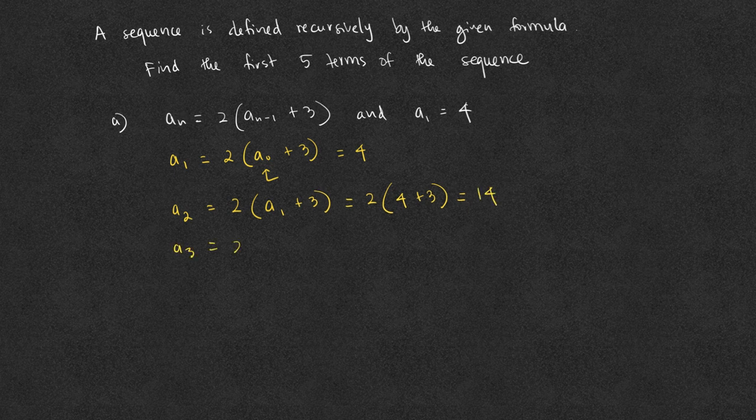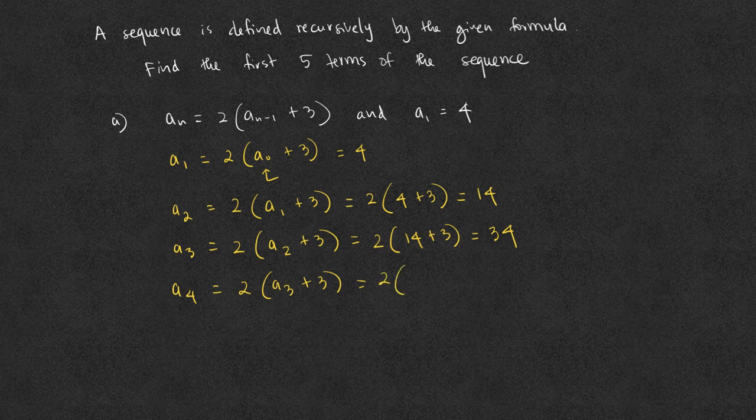A sub 3 is 2 times a sub 2, the previous term, plus 3. But we know that the previous term is 14. 14 plus 3 is 17. 17 times 2 is 34. A sub 4 is 2 times a sub 3 plus 3. Here a sub 3 is 34. 34 plus 3 is 37. And so this is 2 times 37, which is 74.